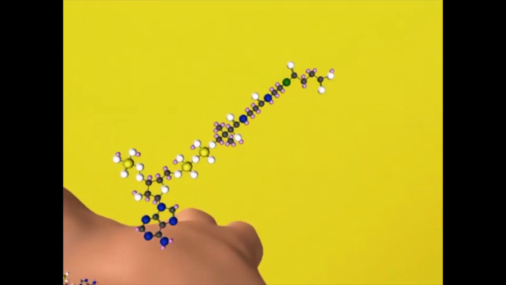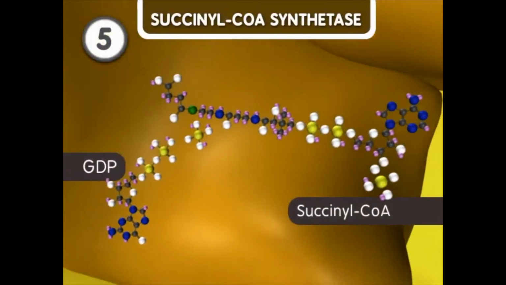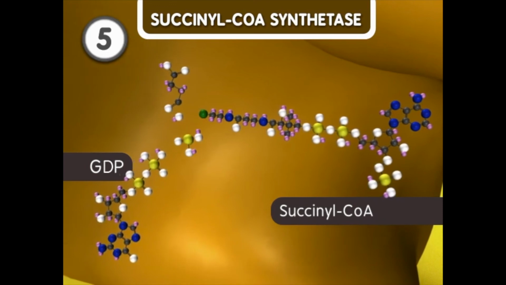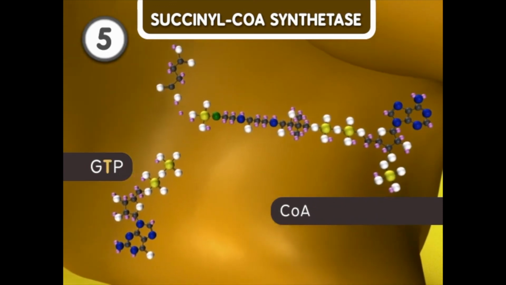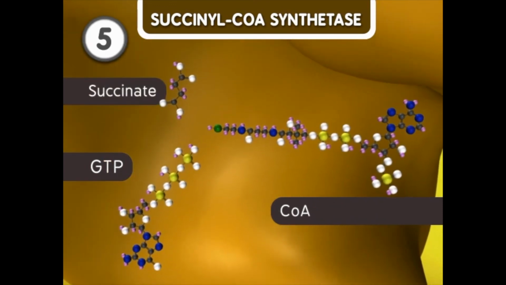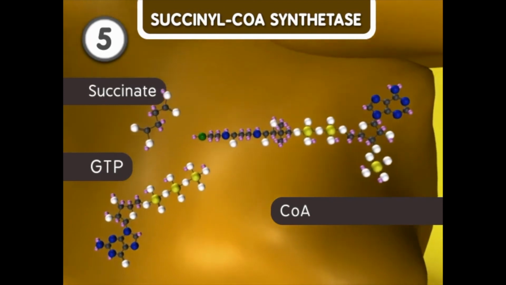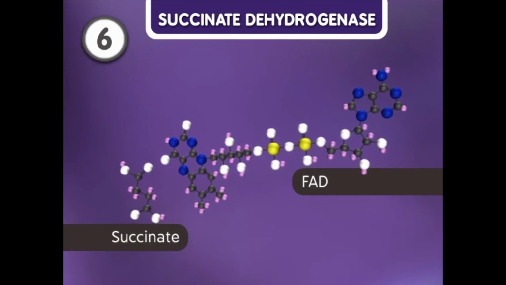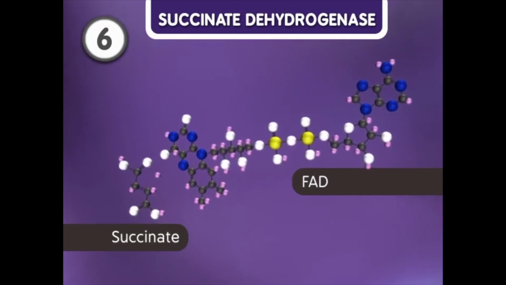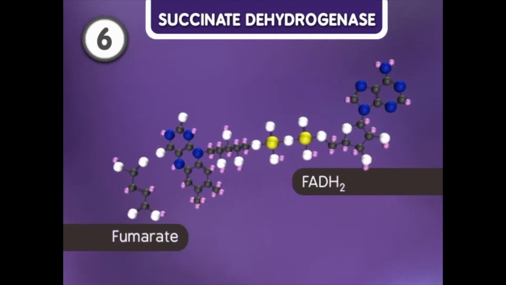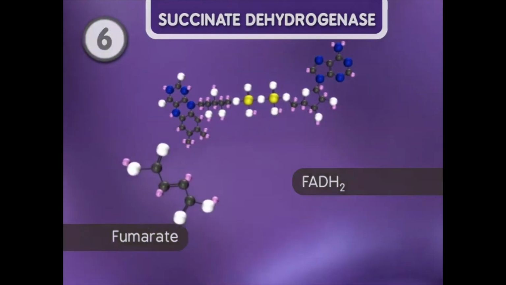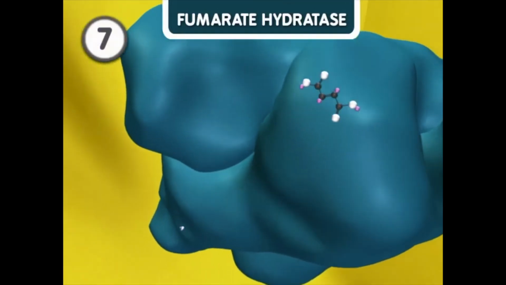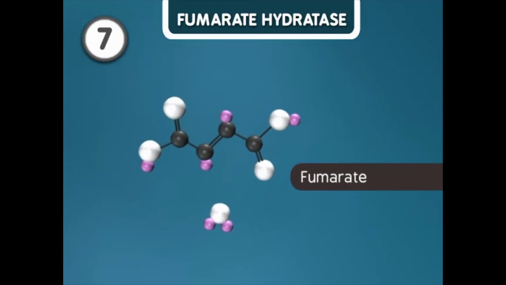In step 5, a Succinyl-CoA synthetase enzyme converts Succinyl-CoA into succinate. This produces GTP, which is converted to ATP. In step 6, an enzyme called Succinate Dehydrogenase converts succinate into fumarate. This step makes 1 FADH2. In step 7, a fumarate HYDRATASE enzyme then converts fumarate into malate.